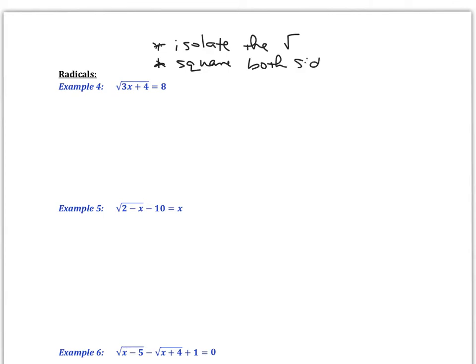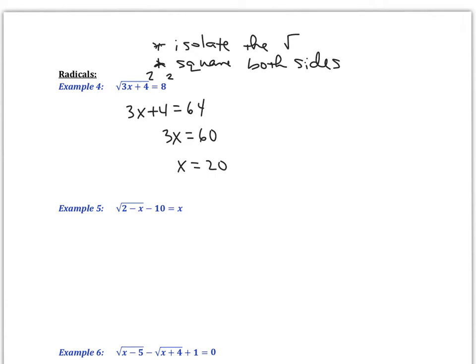And you're going to see on a couple of our examples how it can be a little bit more complicated, okay? All right, so right off the bat, you see in example 4 that the radical is already isolated, which means that I can go right ahead and just square both sides, and I get 3x plus 4 is equal to 64. I can subtract 4 and get 3x is equal to 60, and then x is equal to 20.